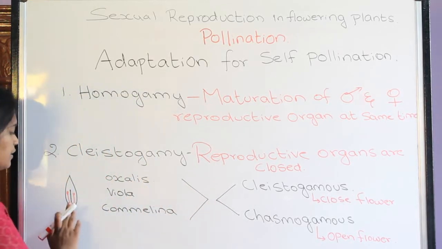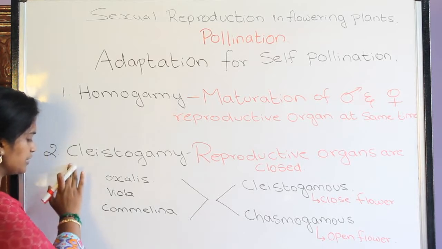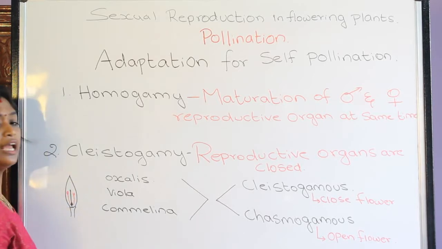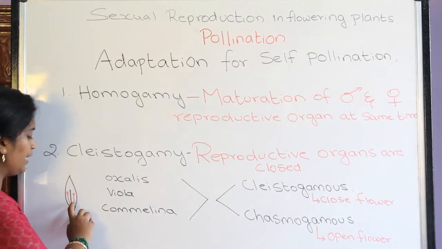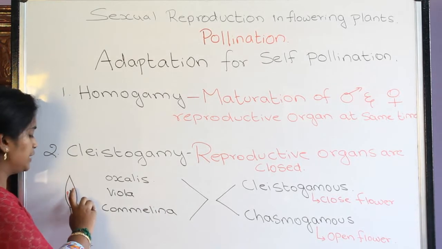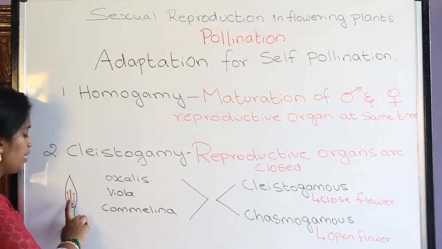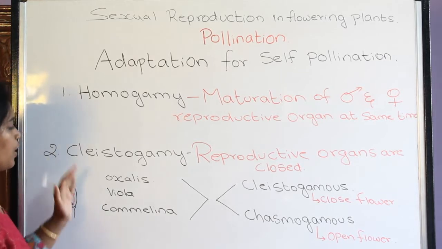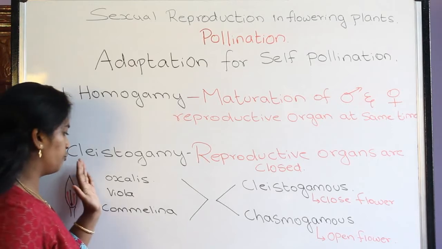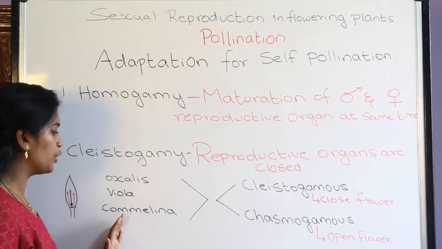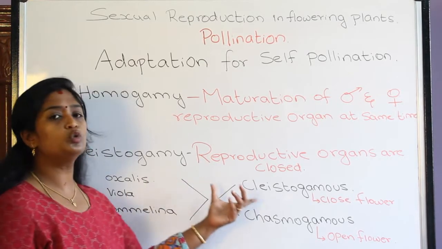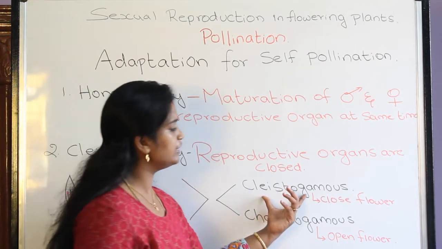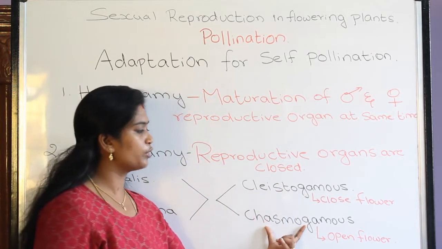Now you can see in this diagram, this is an enclosed flower. Within the enclosed flower we have the male reproductive unit, that is the filament and the anther, and the female reproductive unit of the flower, the ovary, style and the stigma. Now these three plants, oxalis, viola and commelina, give rise to two types of flowers.